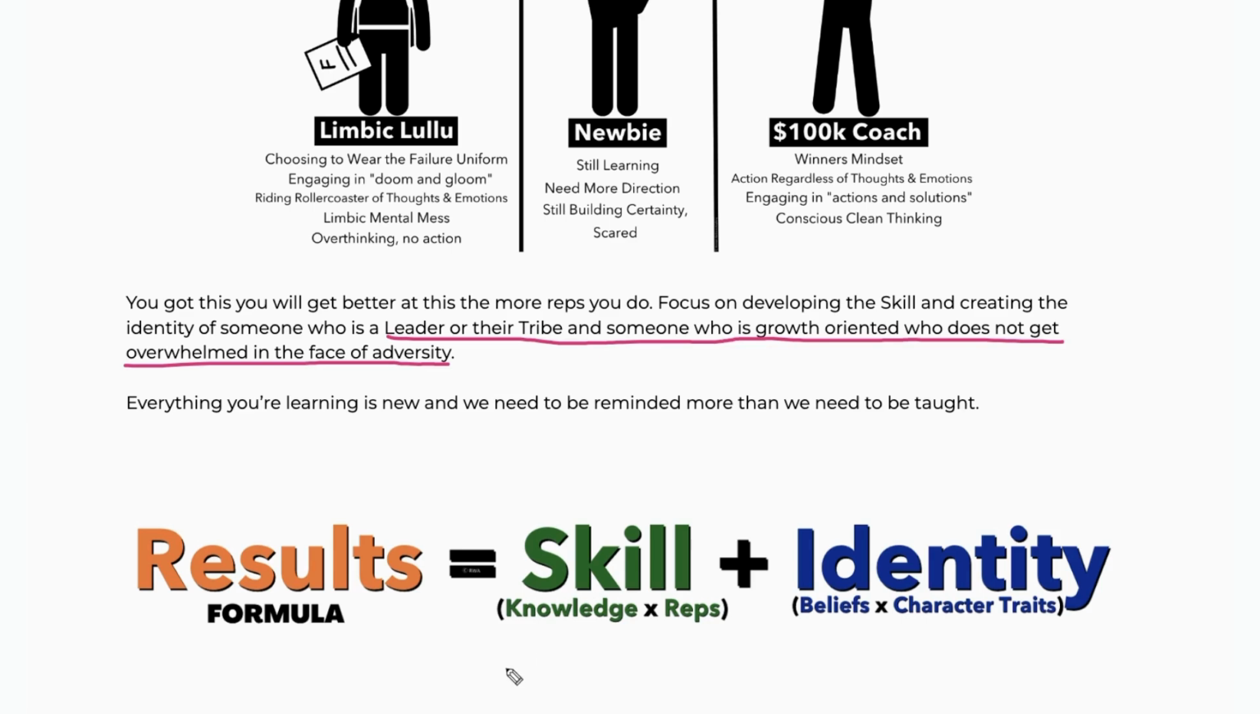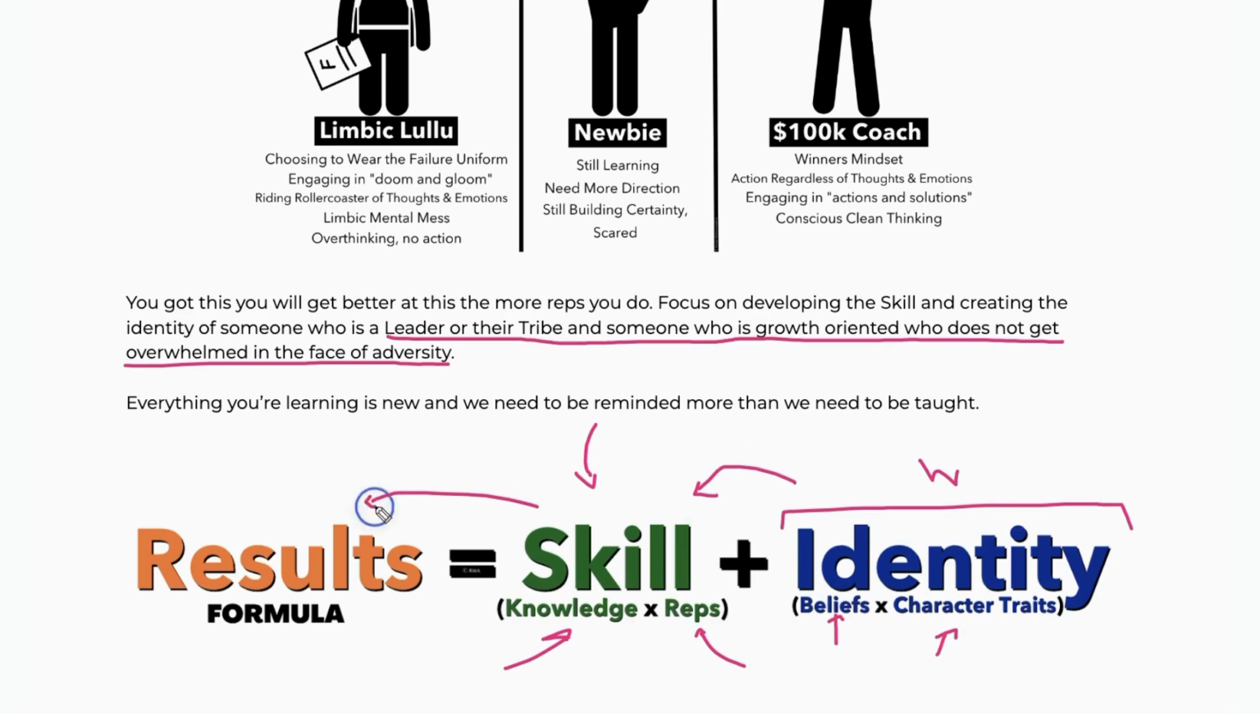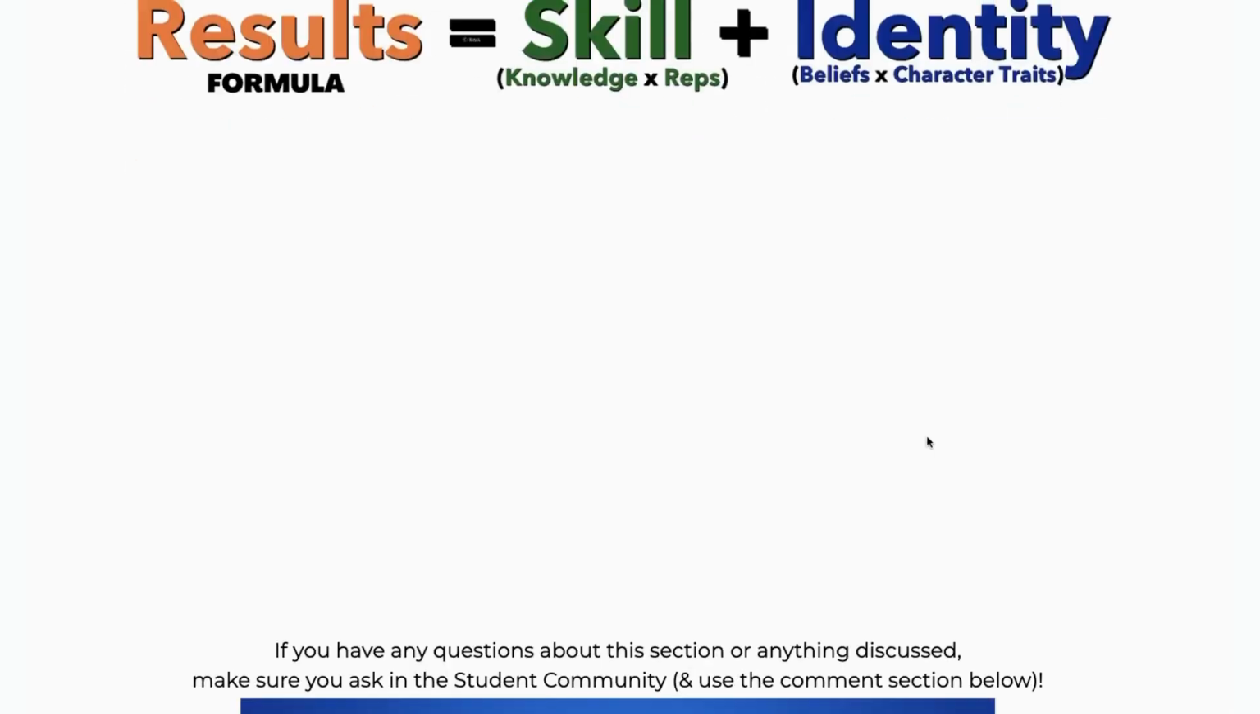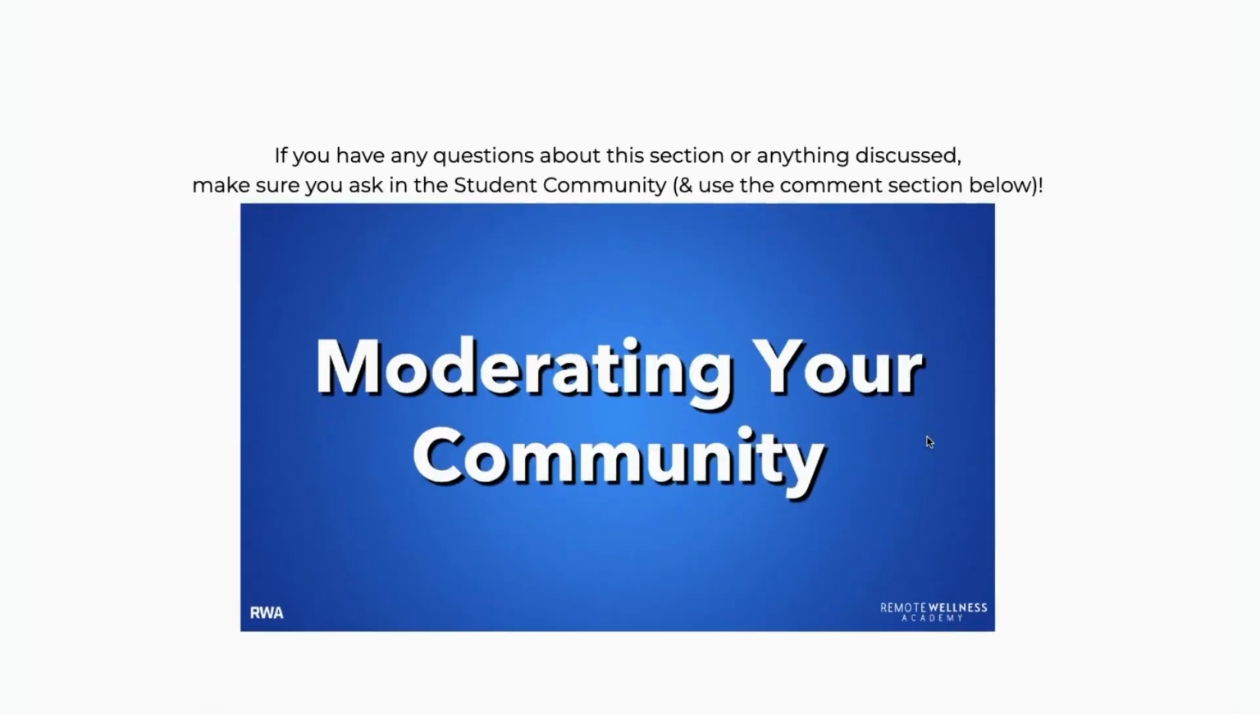Okay. So now you've got the knowledge, you've got to put the reps in so that this turns into a skill. And the identity that we're trying to have is the identity of a winner who's going to make sure they have the right beliefs and the right character traits to execute upon their skills so that they can get the results that they want. So with that being said, ladies and gentlemen, that was the moderating your community section.